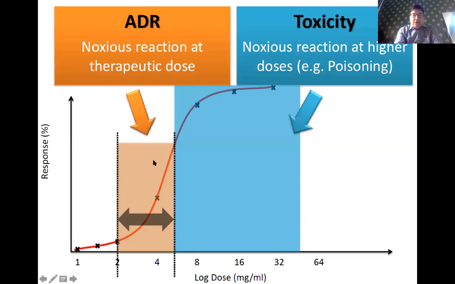In this log dose response curve we can see that the ADR occurs when the drug is taken in the therapeutic dose range, that is, at the lower dose range, and when the dose of the drug becomes very high, then it is known as toxicity. This part becomes the toxicity.